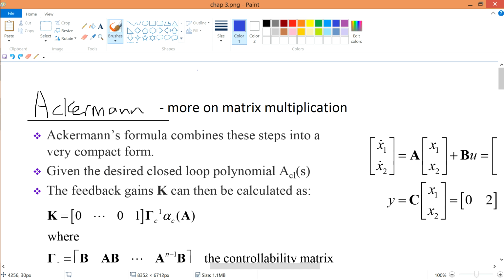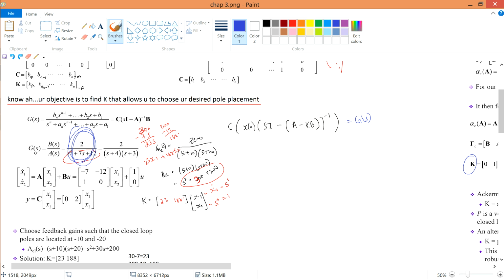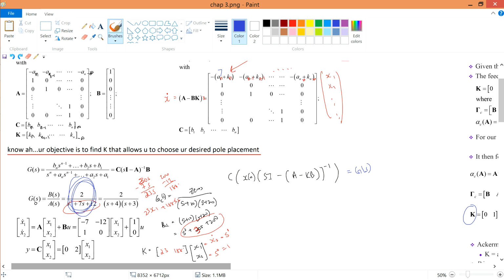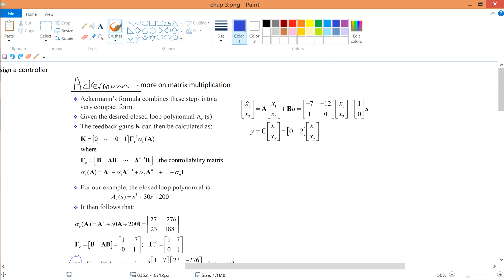I don't know why we use Ackermann's, although we have such an easy method to solve for k. But never mind, let's just do it. Let's use Ackermann's method now to actually solve for these things.